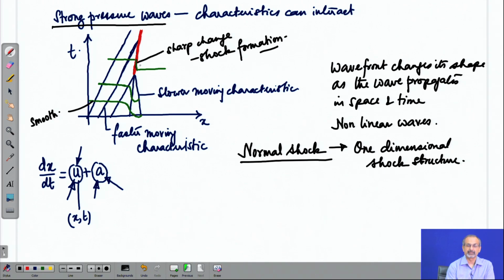Like you are seeing here in this case, there is a sharp change. What changes about it? It is essentially the variation of the flow property. So, if it was a velocity distribution u, then there is a sharp change in u about the shock. That means only one component of velocity has changed here, it is the u component.